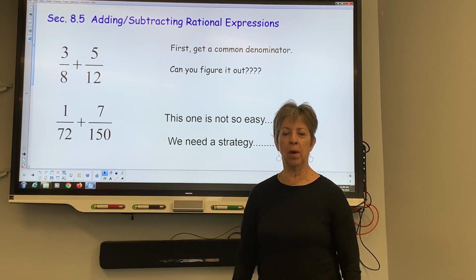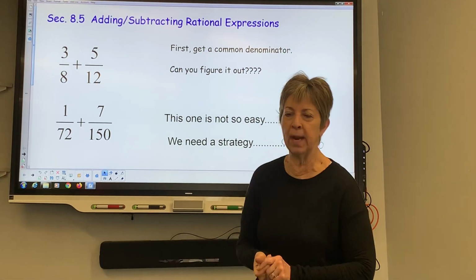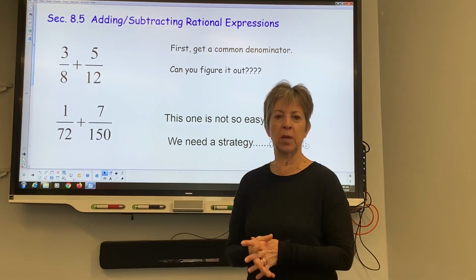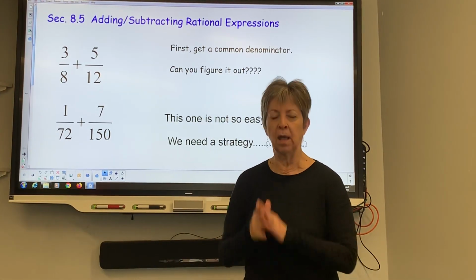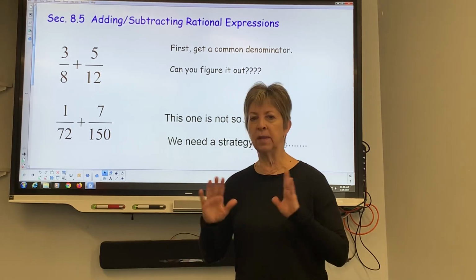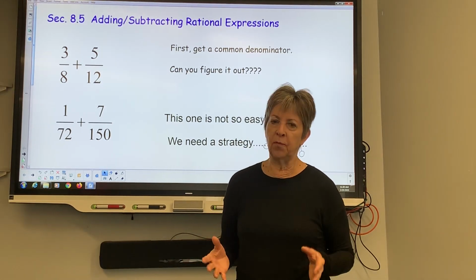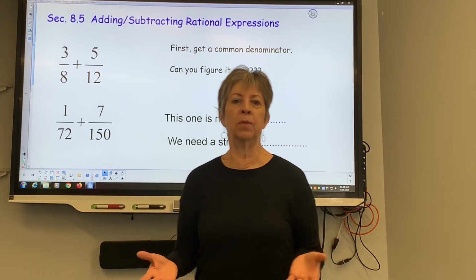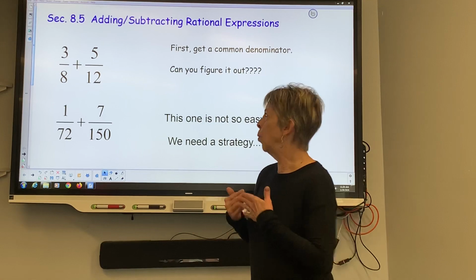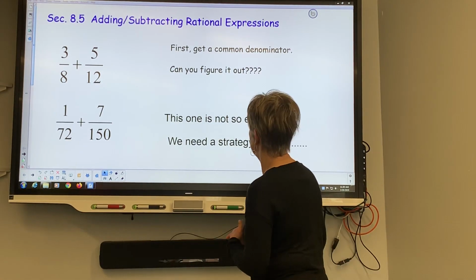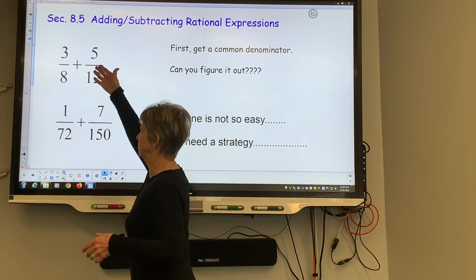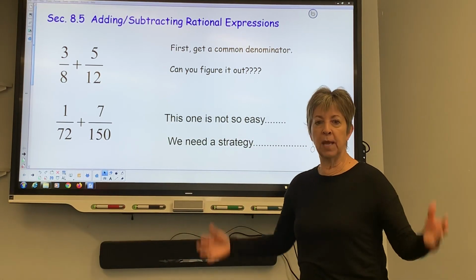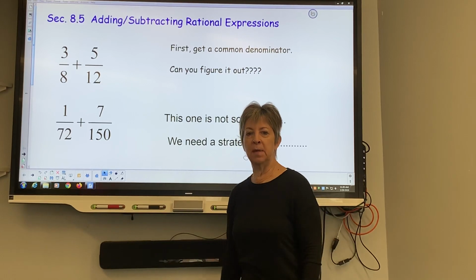Okay, so hopefully now you've had some practice simplifying rational expressions, multiplying and dividing. The key to everything is factoring. So now the tough part, we have to add and subtract. And you know that when we work with fractions and we add and subtract, we have to get a common denominator. So here's a simple grade school problem: 3/8 plus 5/12. Can you figure out what the common denominator is?